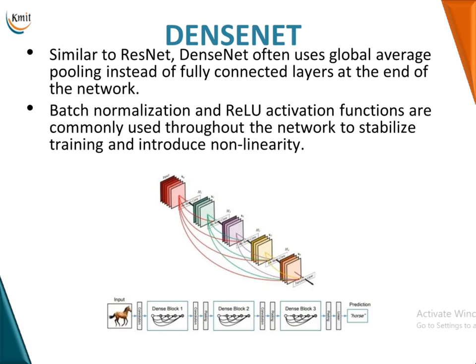So this was about ResNet and DenseNet. You are free to choose your data sets and use different types of CNN architectures as per the data set in hand, make your architecture, make several changes, and then select the one which suits you the best.